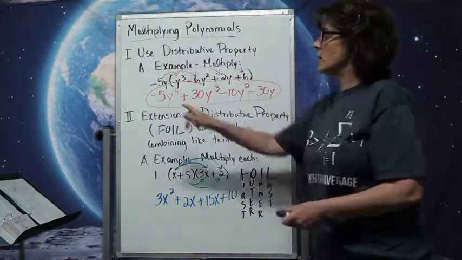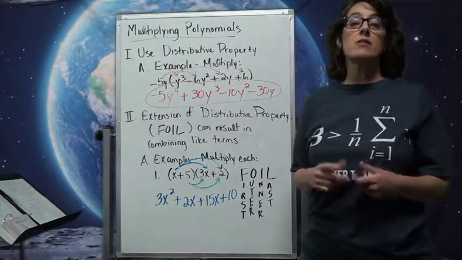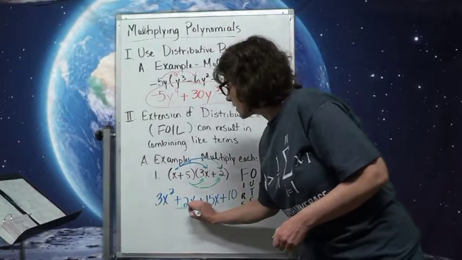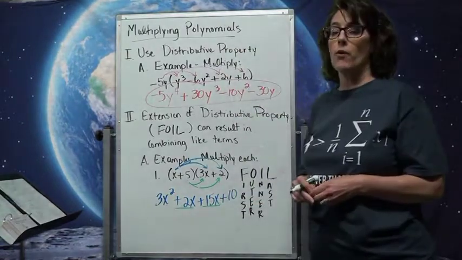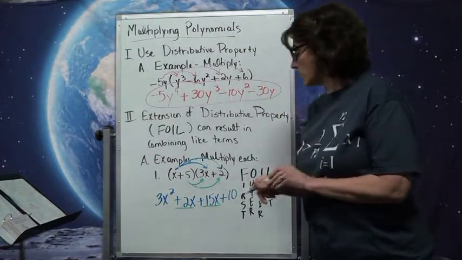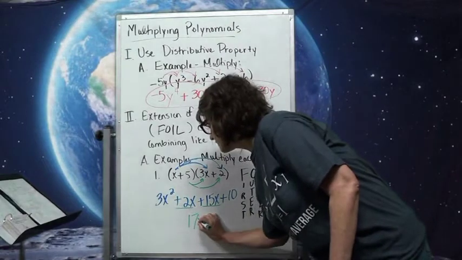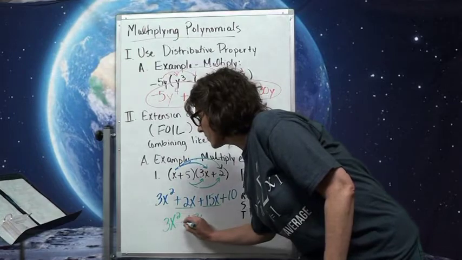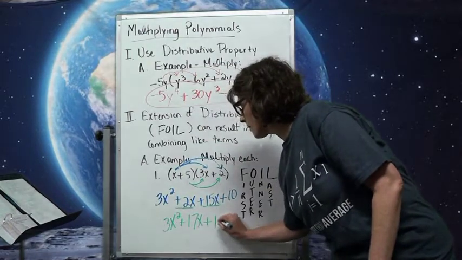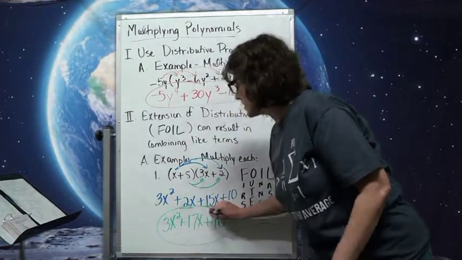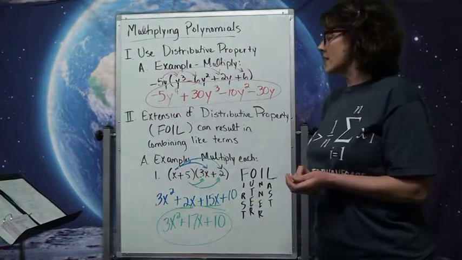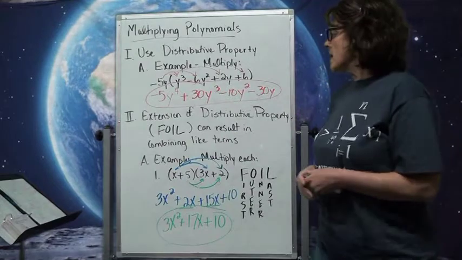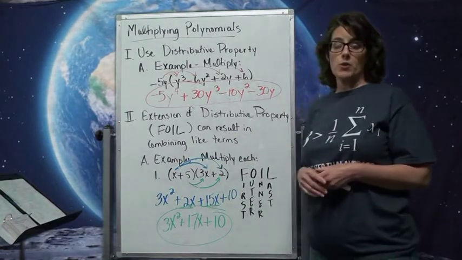Now I wasn't able to combine any like terms up here because even though they had the same variable, none of them were to the same power. But notice down here, I do have a couple of variables to the same power. So a 2x and a 15x will give me a 17x. And then I've got 3x squared that won't combine with anything. And I do have a 10 that won't combine with anything. So this is as good as it gets. But notice that, like I said, that extension of the distributive property, which a lot of us call FOIL, it can result in combining up like terms.